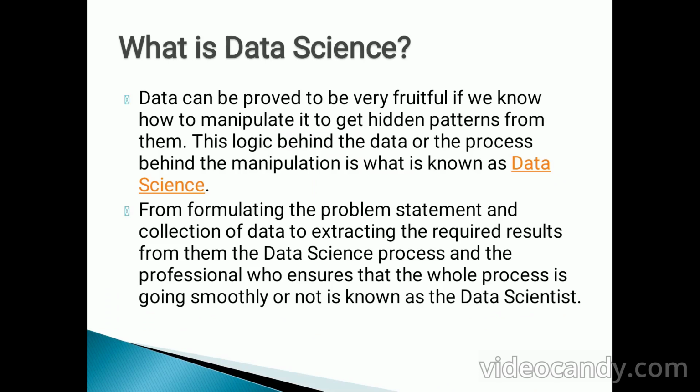Initially, what is meant by data science? Data science is the concept of manipulating the required amount of data to find hidden patterns, and the manipulation is done with the help of a variety of tools. Finally, we will get smoothly defined data. The data science process is also an important factor, where a data scientist manages and extracts data from various sources. These professionals are known as data scientists.